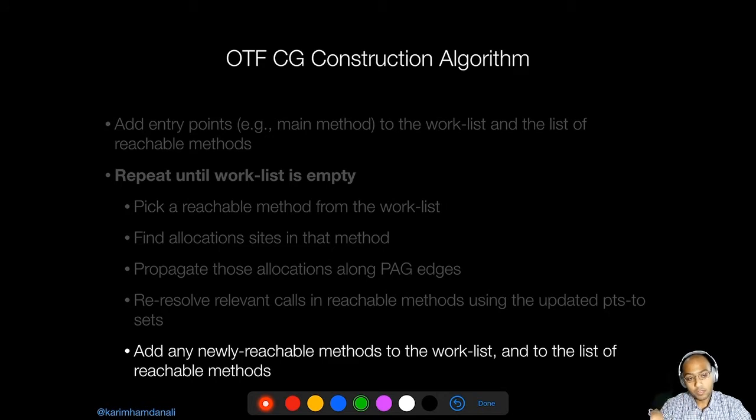Now, after re-resolving relevant calls, if you find any new reachable methods, just add them to the work list, and also add them to the list of reachable methods. So first, you're going to pick one reachable method from the list, then find allocation sites, and propagate those allocation sites across the PAG, or the pointer assignment graph. Re-resolve methods based on the new information you may have obtained by propagating along the pointer assignment graph. If you find any new reachable methods, add them to the work list to be resolved later, and add them also to the list of reachable methods.